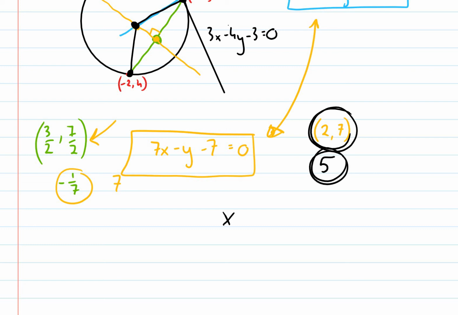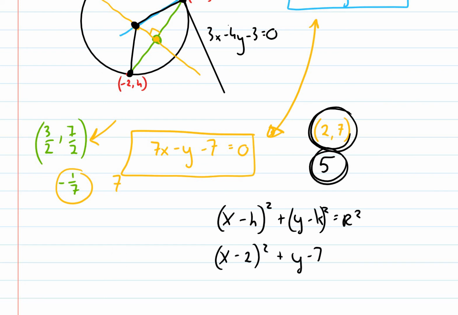Okay, I have the center of the circle, I have the radius, and I know the center of the circle is not 0, 0, so it will be this formula. So putting this in, I have x minus 2 squared plus y minus 7 squared equals 5 squared, which is 25. There's the equation of that circle.